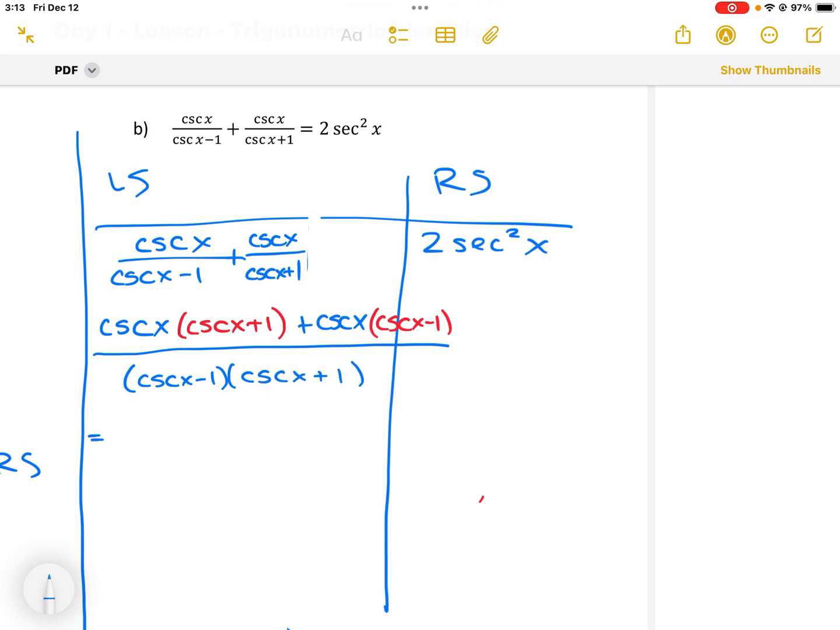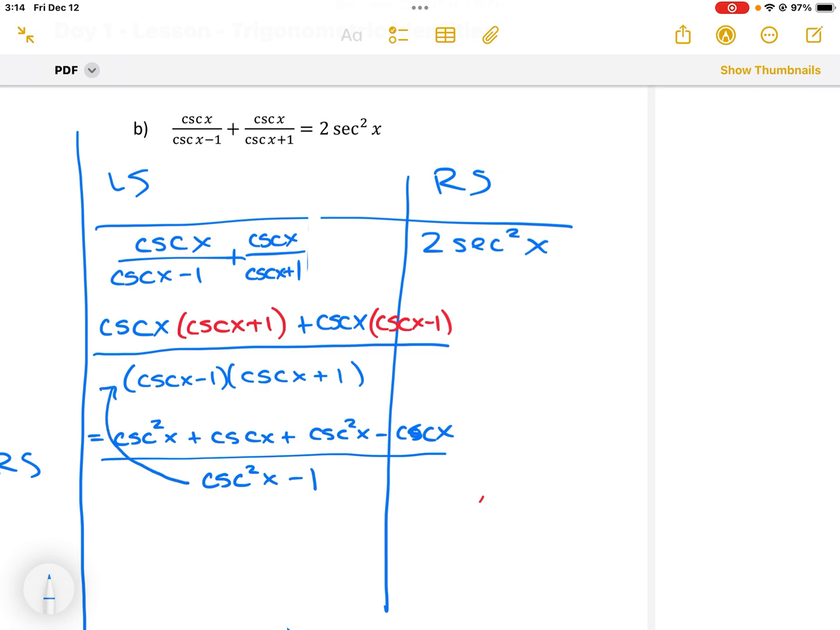When I expand out the top, I'm now going to get cosecant squared x plus cosecant x plus cosecant squared x minus cosecant x, which is also a lot. When I expand this on the bottom, I'm going to rewrite this as cosecant squared x minus 1, because I know that this denominator right here is a difference of squares, so it has to expand back to this.